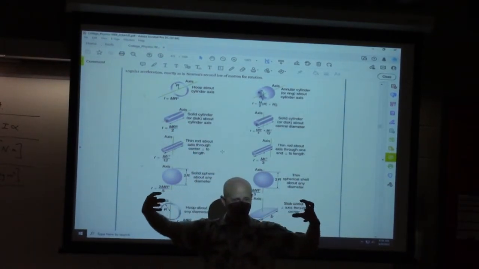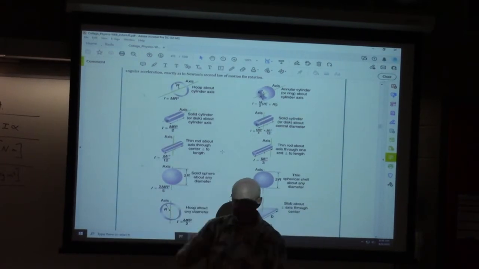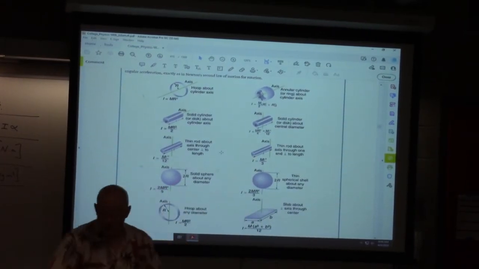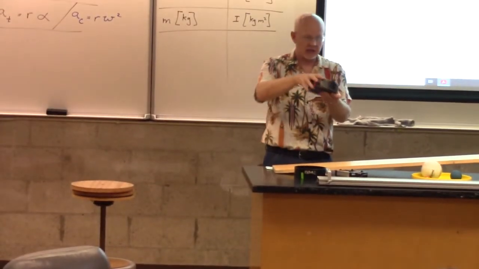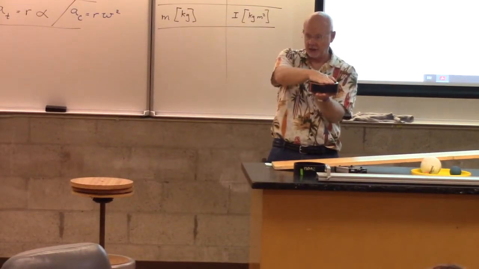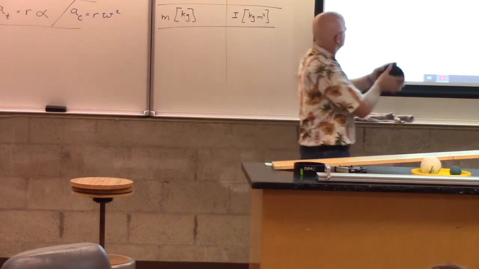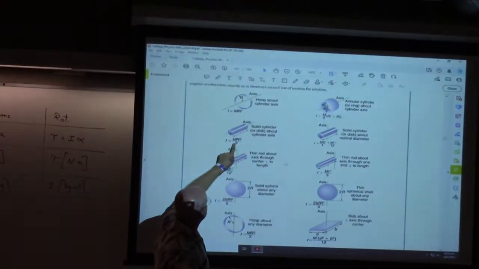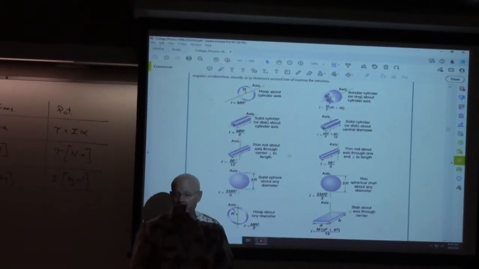Usually we think of a cylinder as longer than its diameter, but I think you'll see that a cylinder and a disc are really kind of the same thing. A disc is kind of a short, fat cylinder. Okay, so here is his cylinder, and then he says, or disc, and so there it is. There's the 1/2 mr squared I was talking about.